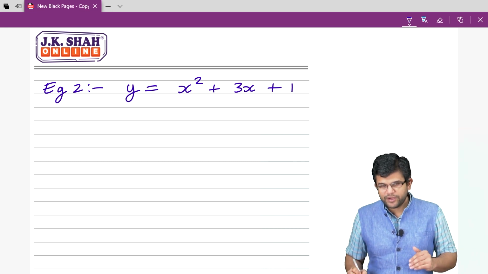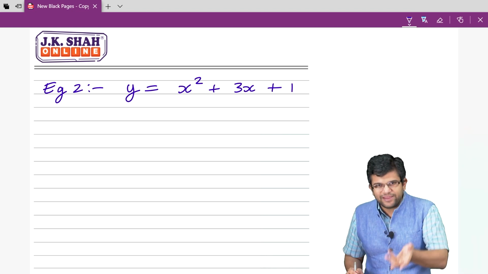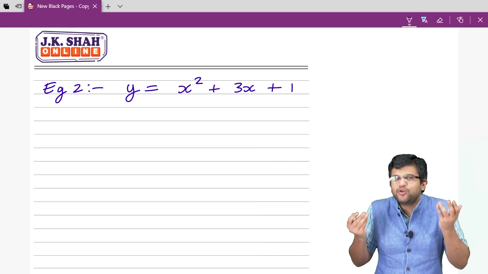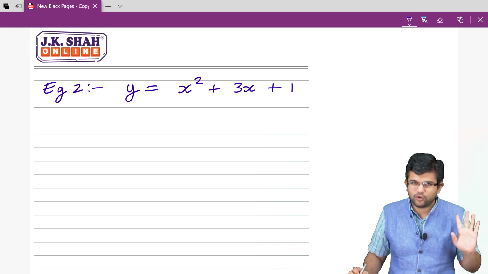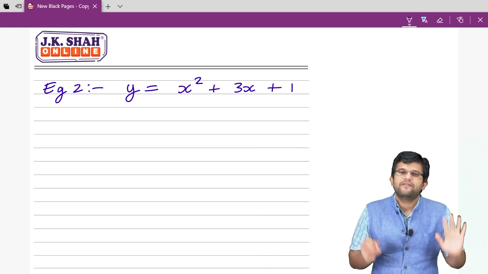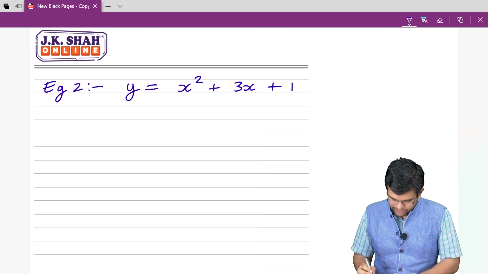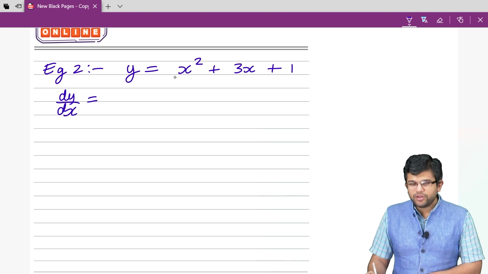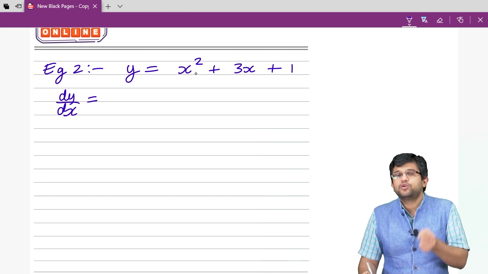This is a quadratic equation, and of course x and y have a relationship, so if x changes, y obviously will change. I want to know, for every 1 unit change in x, y will change by how much? Can we start? Please pay attention. So for that I will do dy by dx. Now children, on the RHS you see x raised to 2.